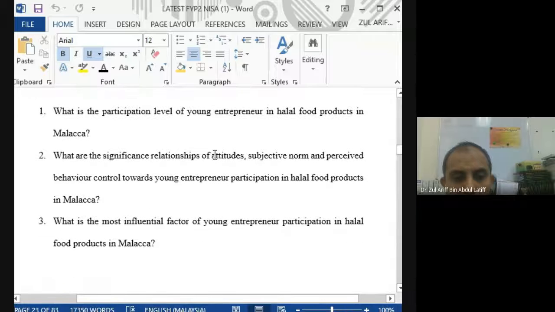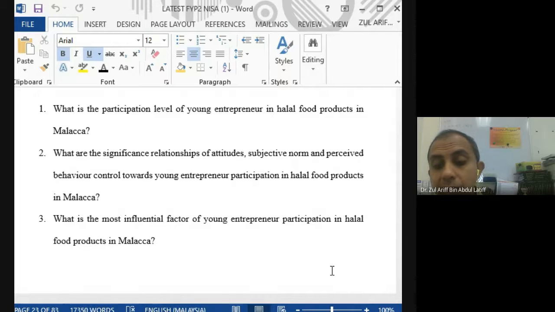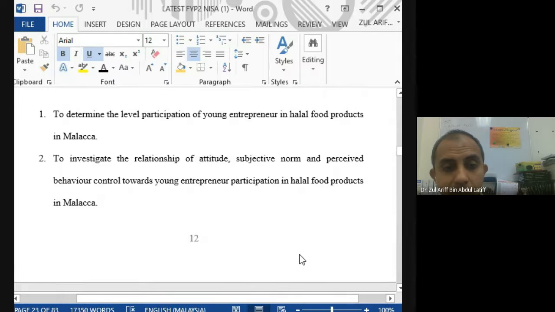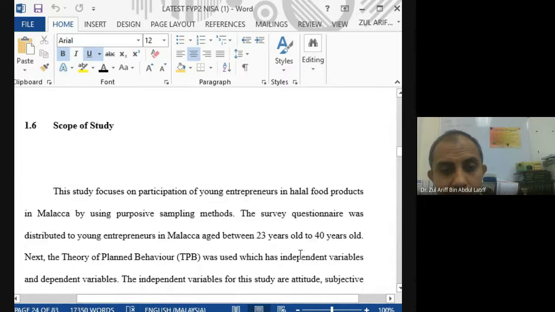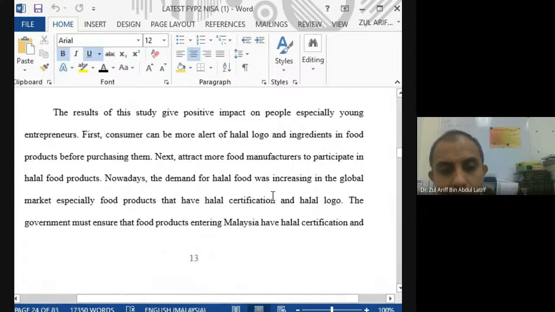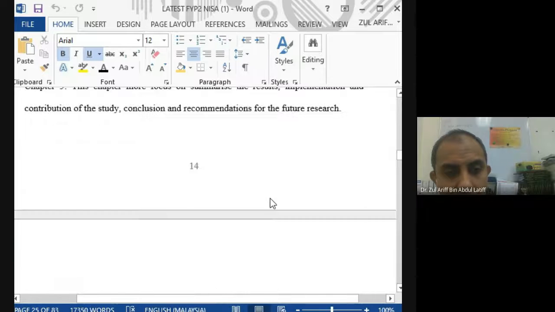Okay, the research question is like this. This is how you write a research question. What is the participation level? What is the significance and what is the most influential factor? So it's like she is describing the objective back. Okay, this is the objective. Level, participation, relationship. Scope of study, so her study is more on youth only. So it's significant. The organization of study, okay.